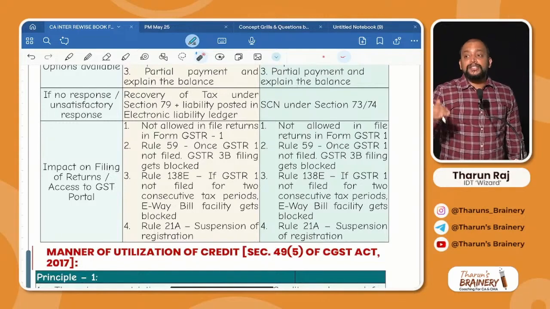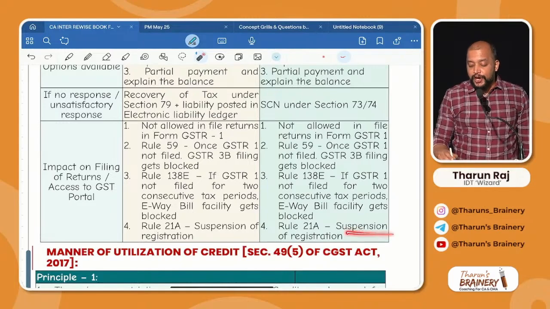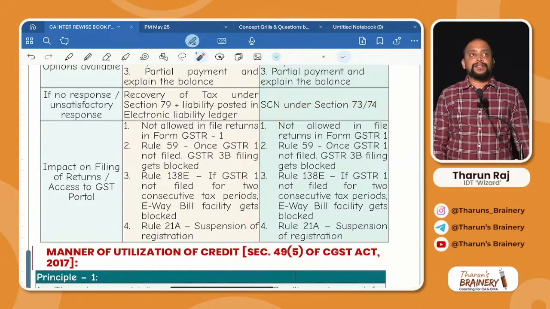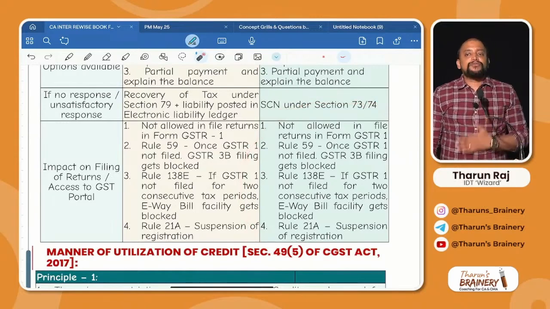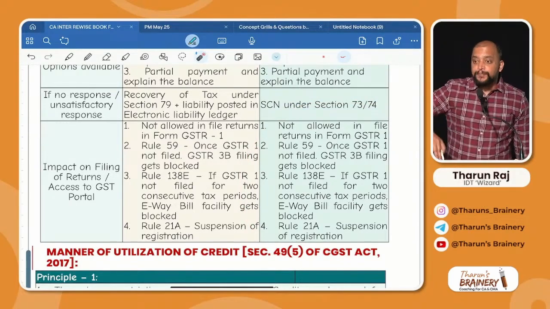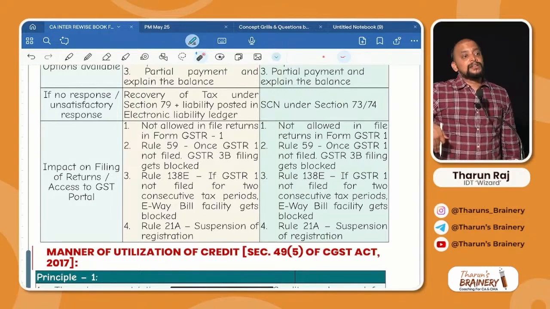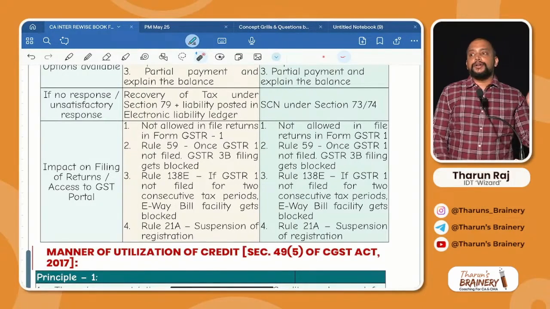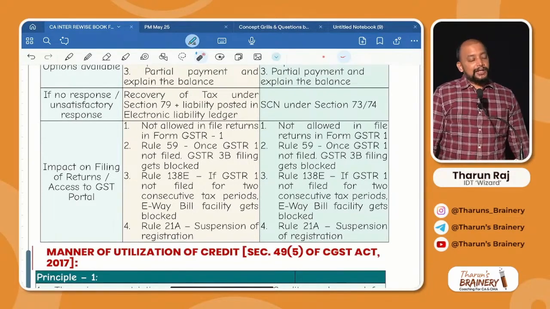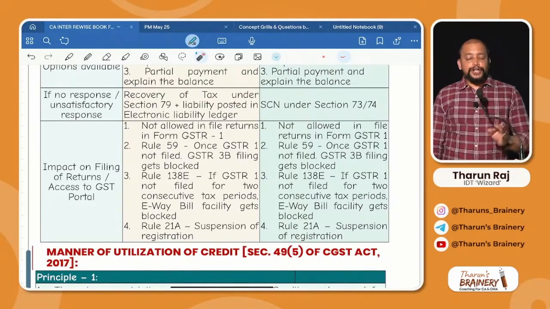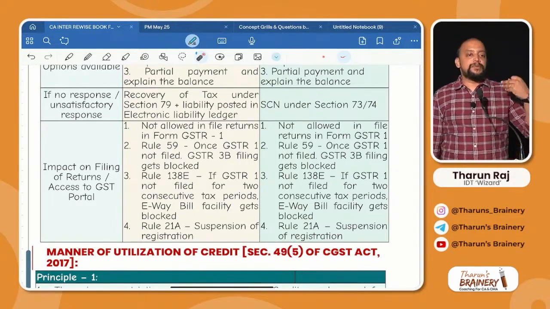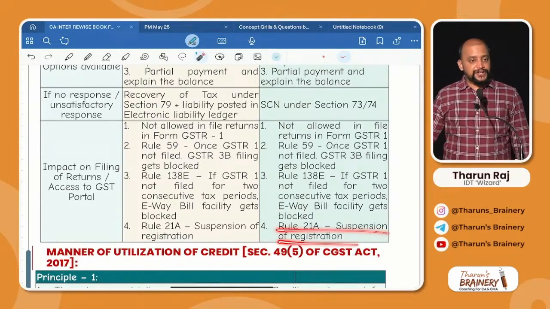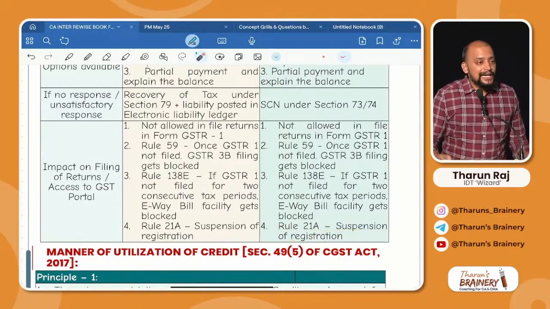And also this will lead to suspension of your registration. These are the 4 consequences. Till when will these 4 consequences come? Till the time you are not paying the difference or explaining the difference, your GSTR1 will be blocked. Number 2, GSTR3B will be blocked. Number 3, for 2 consecutive periods, if GSTR1 or 3B is not filed, the e-way bill will be blocked. Thereafter, number 4, it will lead to suspension of registration. Got the clarity about Rule 88D?